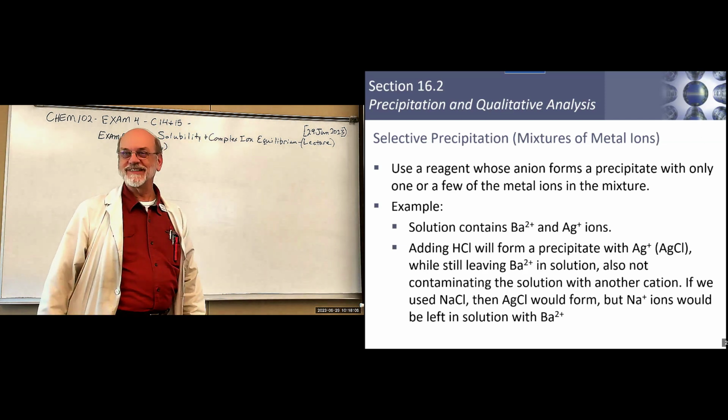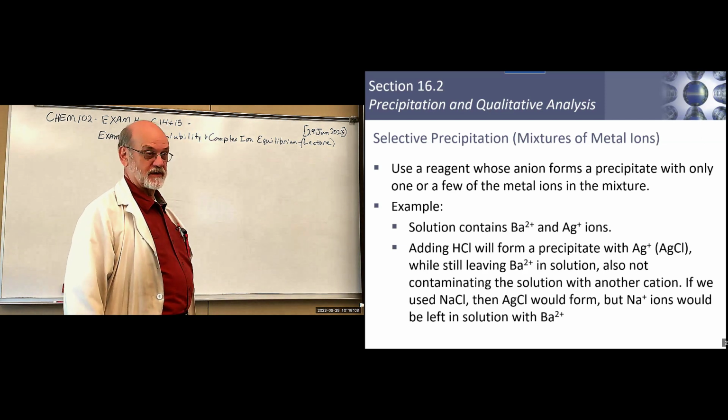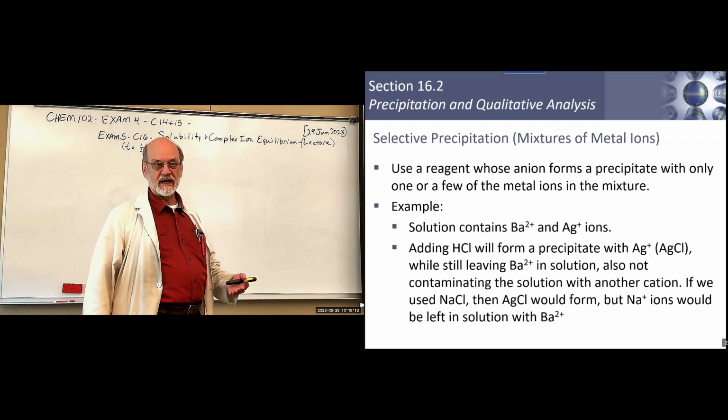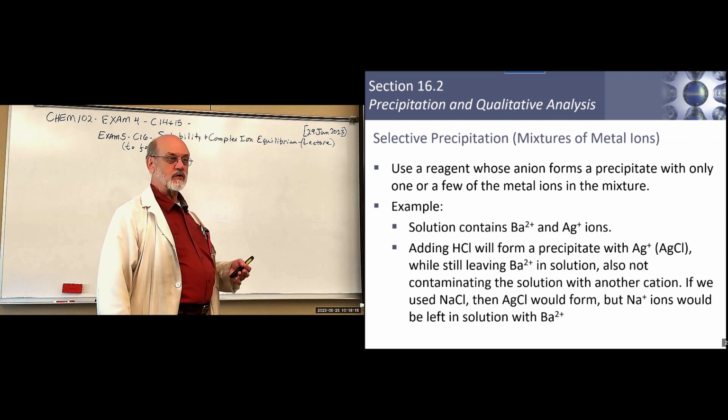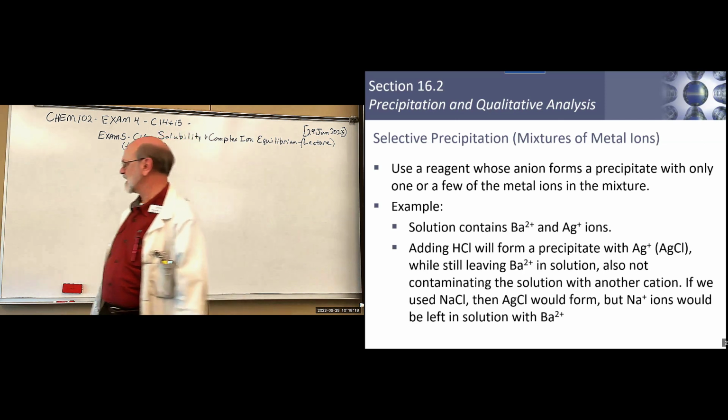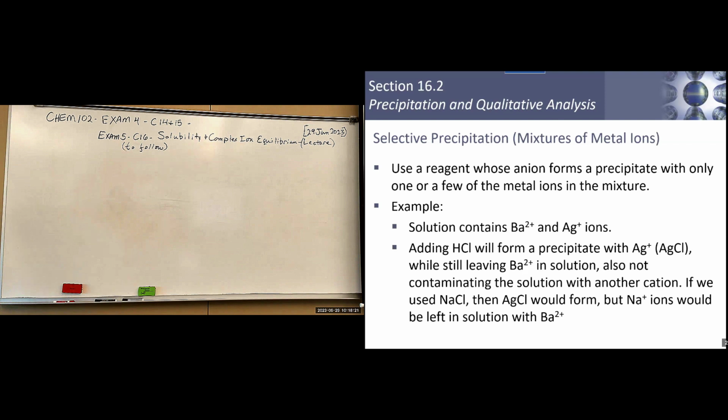The answer is yes. Barium chlorides are soluble. In fact, most chlorides are soluble for the metal ions. There are only a few chlorides that are insoluble. Silver is one of them. Let's see. Silver, I think mercury is insoluble. It escapes me. The others that are insoluble.